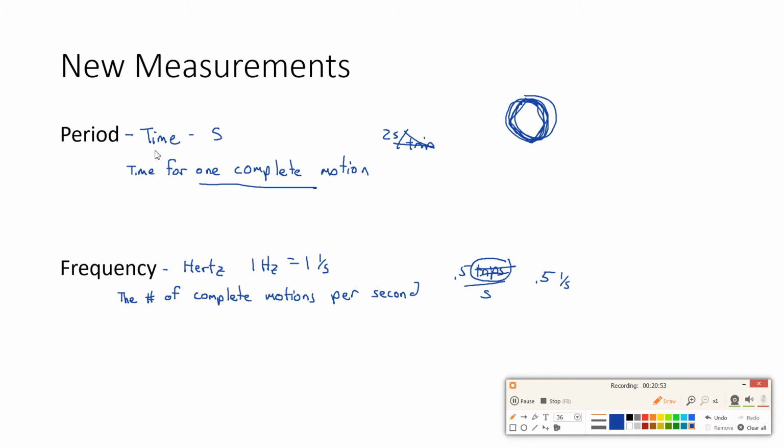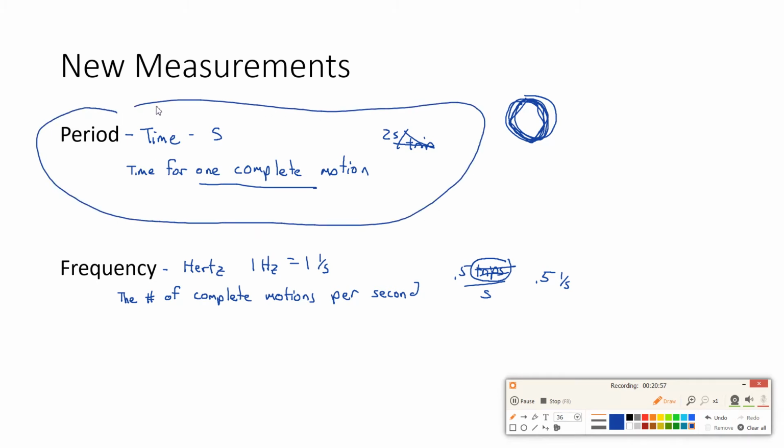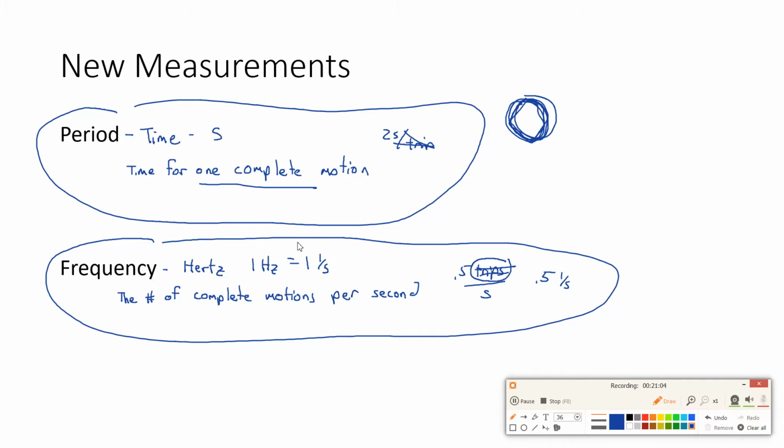Now, this is not a hard and fast rule, but we tend to use period when something's moving slowly, when it takes multiple seconds to do one trip. We tend to use frequency when something's moving very fast, and it's going to be a lot of trips per second, right? So we could use either one at any time, and certainly we could see very small periods or very big frequencies. But that's how they tend to be used in the real world, right? We measure the period when it's something moving slowly. We measure the frequency when it's something moving fast. But again, we can do it either way.